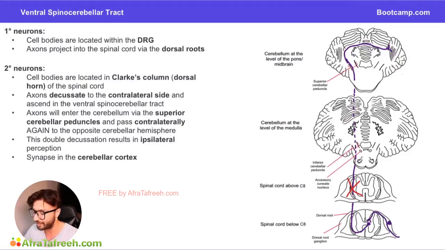If we were to have a lesion up here in the cerebellar cortex, then we would see ipsilateral sensory deficits because we've decussated, ascended, and then decussated again. So it's important to understand the intricacies of this pathway, and if there's a certain lesion somewhere, what sort of sensory deficits would you see?